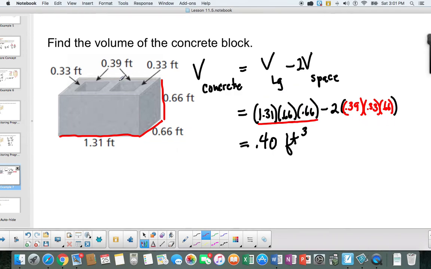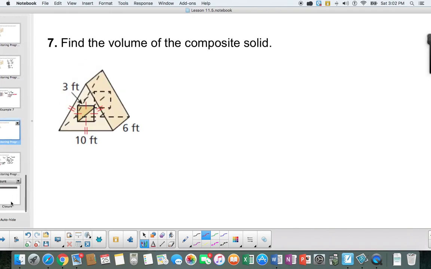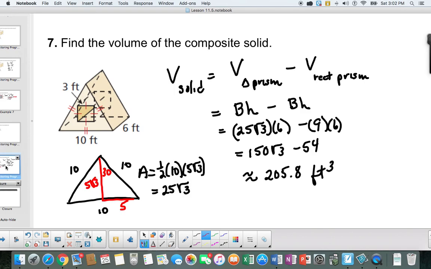Now each little space here is going to be 0.39 times 0.33, and the height is going to be 0.66. I'm going to times it by 2 because there's 2 of these spaces. And when I use my calculator, I get 0.4 cubic feet. Your turn. Stop the screencast and see what you can do. And here's the answer.